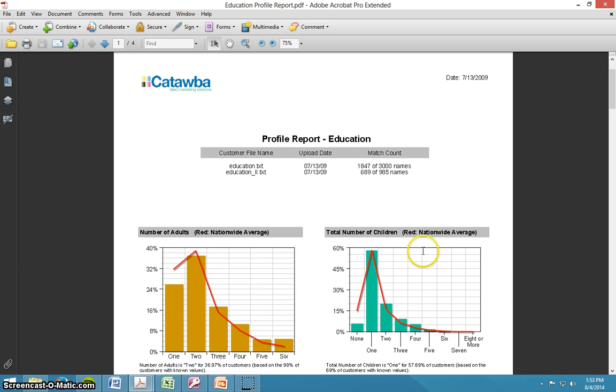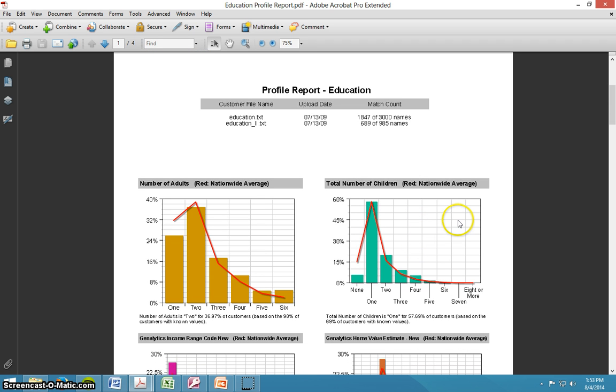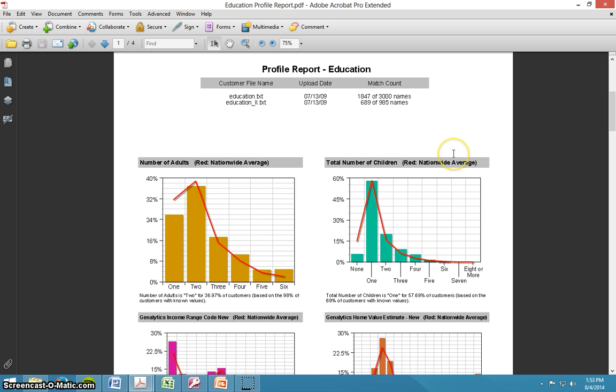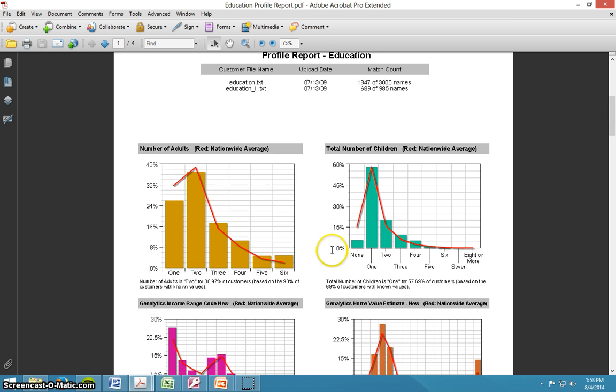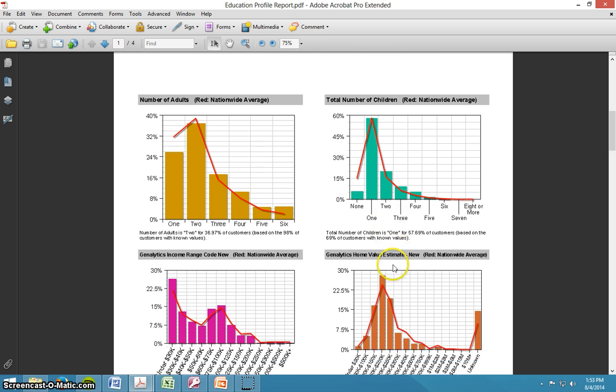Here you can see a database that we analyzed for a community college. We were sent an Excel database of their house file, and then we analyzed it and found this information out about their current students. We had the number of adults on average for the database. Most of them were 2, with another peak at 1. And the number of children per household was 1 for most of the records in the database.